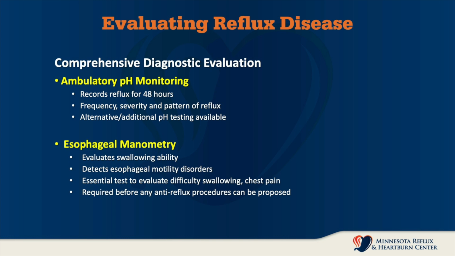Another portion of the comprehensive reflux evaluation is esophageal manometry, also known as high-resolution manometry or HRM. This evaluates an individual's swallowing ability, detects esophageal motility disorders such as jackhammer esophagus, which is also hypercontractile esophagus, used to be known as jackhammer or nutcracker esophagus. It also helps us with ineffective esophageal motility, which is poor motility of the esophagus. There are also other disorders such as distal esophageal spasm and different types of achalasia. It is an essential test to evaluate difficult swallowing, atypical chest pain.